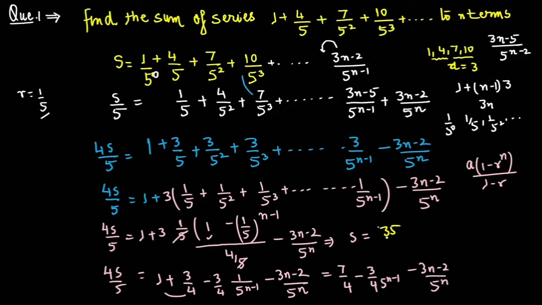35 by 16, minus 15 by 4, 5 power n minus 1. You simplify it by dividing with 5. And this becomes 5 by 4, 5 power n into (3n minus 2). You can further simplify it, or I can say this is the answer.